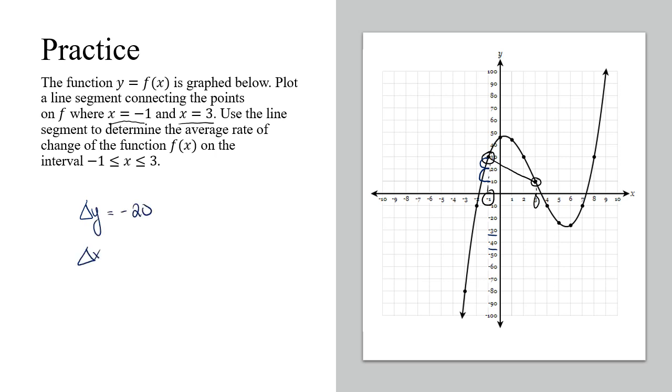And now let's figure out what the change in x is. Well, in this case, it's going to go to the right, so that's +1, 2, 3, 4. So +4. My average rate of change is going to be those two things divided by each other. So -20 divided by 4, which is -5, is my answer.